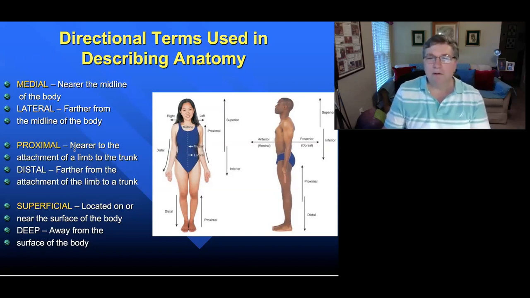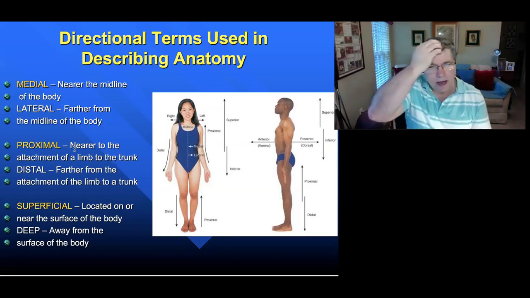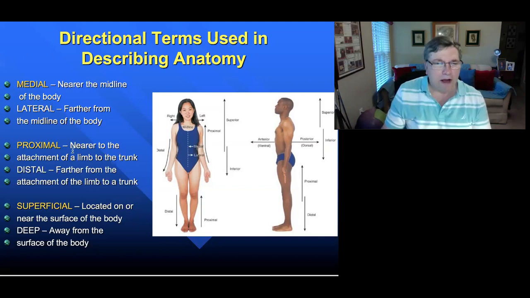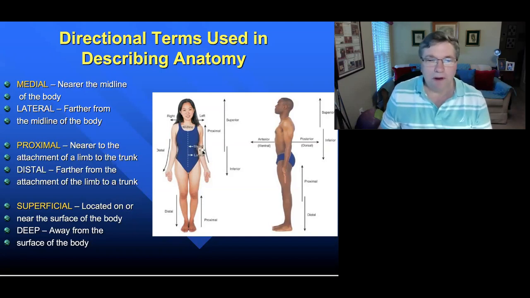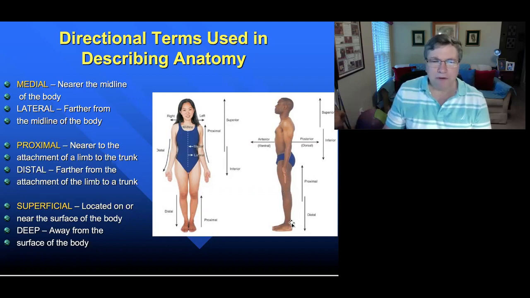Proximal versus distal. These are terms related to the arms and the legs, and whether or not a part of the arm or leg is closer to the trunk or farther away from the trunk. Proximal means closer, distal means farther away. If we compare the hand and the elbow, the hand would be distal, the elbow would be proximal. If we compare the knee and the ankle joint, the knee is going to be proximal, the ankle is going to be distal.